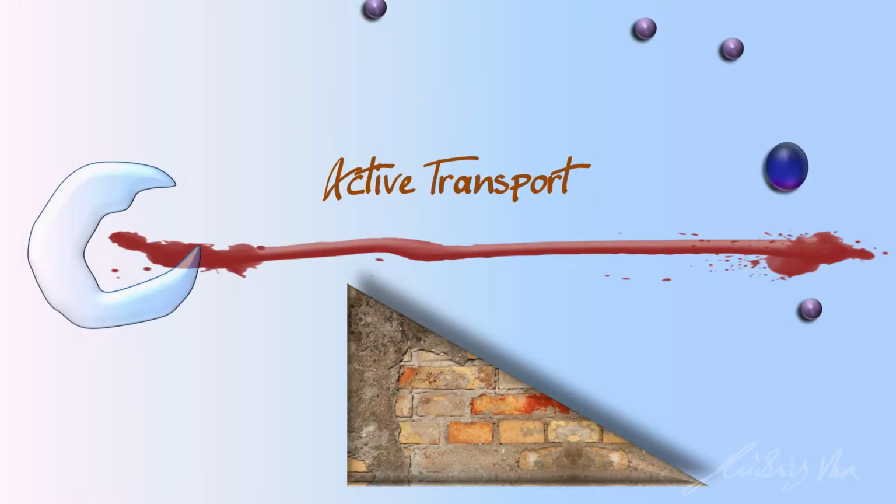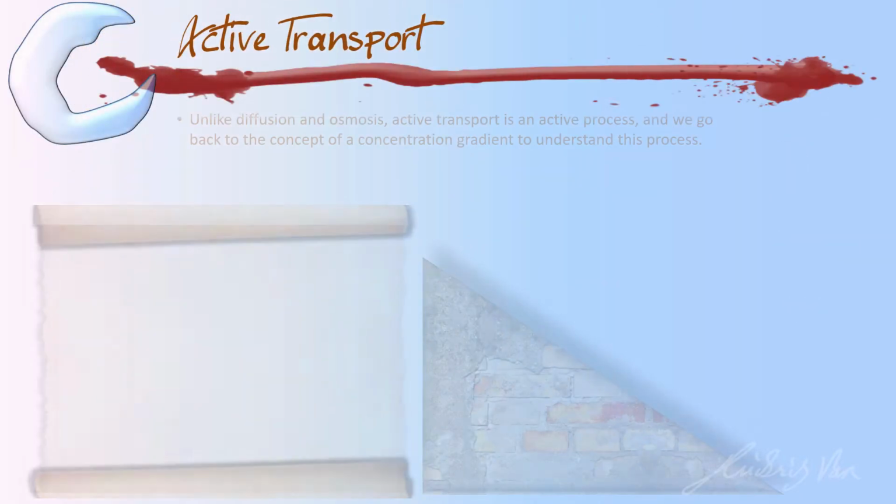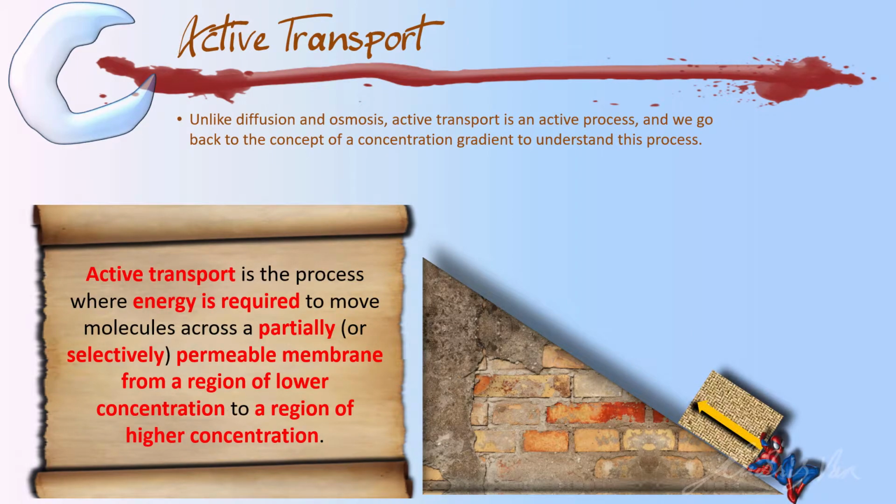So you have watched the worst video on diffusion and osmosis. Why not make it a hat trick and watch the worst video on active transport? Unlike diffusion and osmosis, which is a passive process, active transport is an active process. And we have to go back to the concept of concentration gradient to understand this process.